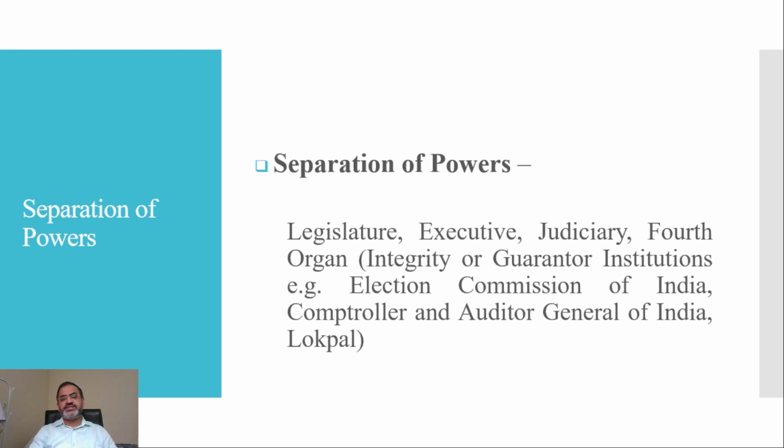As I said, separation of powers is one of the fundamental principles which ensures constitutionalism at play. So we have the organs of state, namely the legislature, the executive, and the judiciary, and the fourth organ, that is the integrity or guarantor institutions. Examples of these institutions are the Election Commission of India, the Comptroller and Auditor General of India, and Lokpal. Very briefly, I'll let you know what primarily are the functions of these organs of the state.